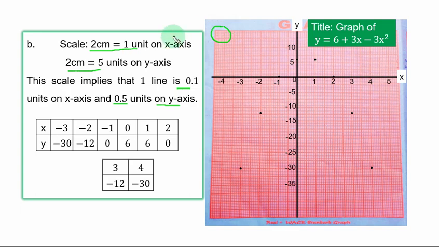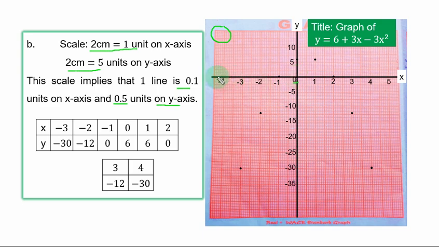So what the scale implies on x-axis, you combine two boxes from the origin, you give it 1. The next one is 2. The next one is 3. If you move to the left, you have minus 1, minus 2, minus 3. Then on the y-axis, you combine two boxes and you give it 5. The next two boxes, 10. If you move down from the origin, you have minus 5, minus 10, minus 15, and so on.